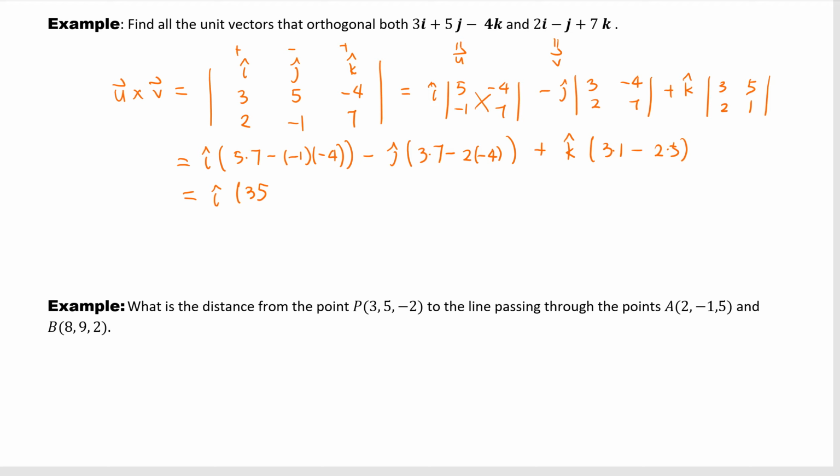Well, here we have 3 negative, so the answer is negative. And then we have minus j, 3 times 7, 21, minus is plus 8. And here we have 3 minus 10. Okay, so that gives us, let's use the component expression. So 5 minus 4 is 31. Then negative 29. 3 minus 10 is minus 7.